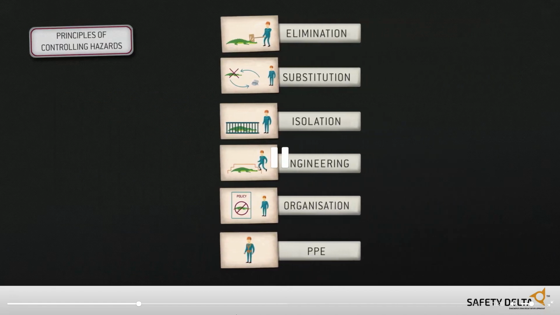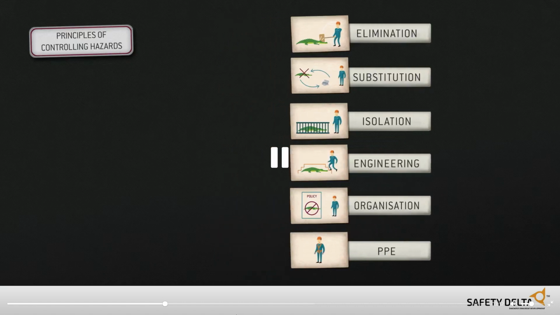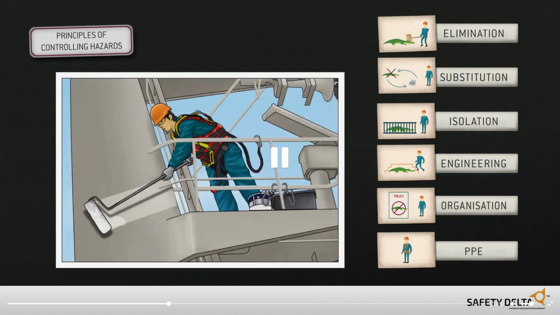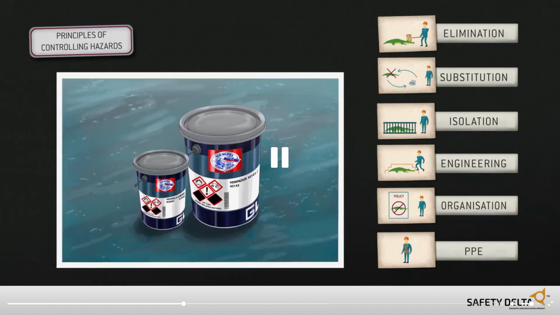You should apply these principles in order of priority, starting with elimination up to making PPE as an additional control measure, or your last line of defense. To clearly describe each of these 6 principles, let us use the job painting of the mainmast as a sample scenario. And one of the hazards in the job is the 2-component paint. Let us start with elimination.